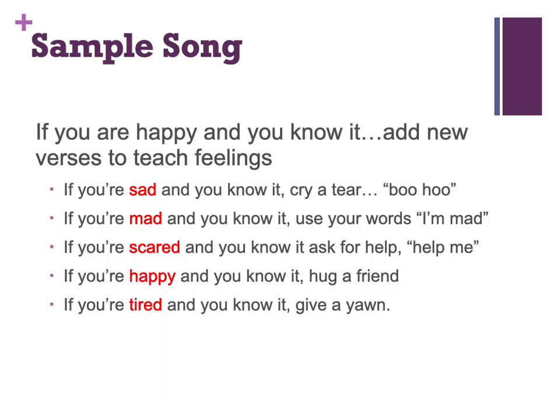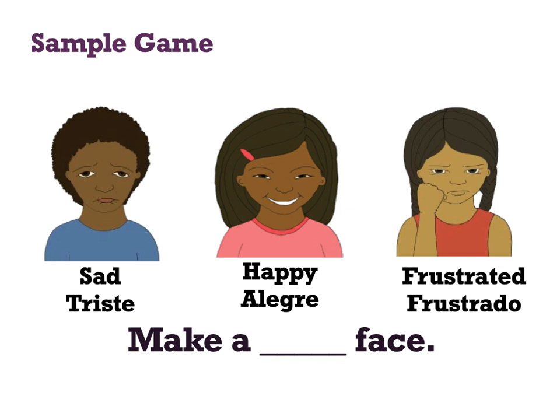You can use songs too, like we all know "If You're Happy and You Know It," that's an emotional feeling song, right? So you can change the lyrics simply. So if you're sad and you know it, cry tear, boo hoo. You can change the lyrics and add some more feelings and talk about what to do with it, how to deal with it. So you can have fun with your students. You can have simple games to talk about feelings. For young children, like make a happy face, make a sad face, make a frustrated face, so they can talk about different facial expressions.